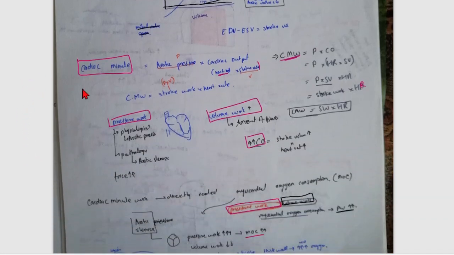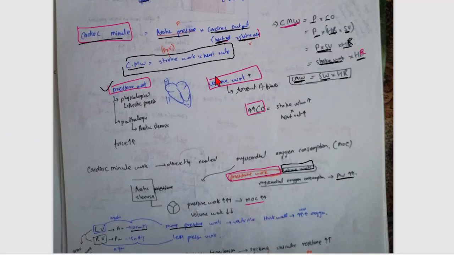Now let's come to the cardiac minute work. Cardiac minute work is the pressure multiplied by cardiac output. You have to remember that cardiac output is equal to heart rate multiplied by stroke volume. These are the two things. Now you multiply these: cardiac minute work is equal to pressure multiplied by cardiac output, where cardiac output is heart rate multiplied by stroke volume.